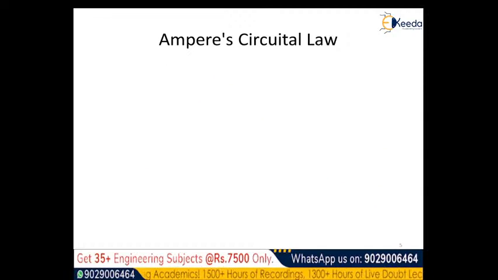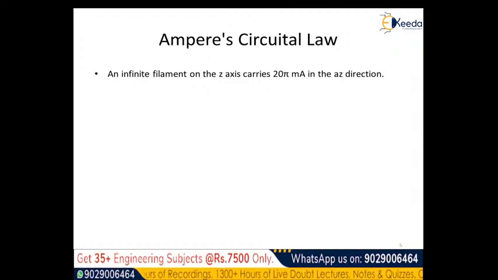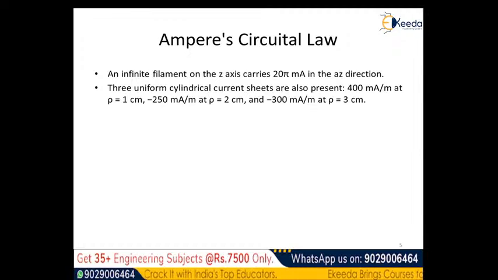So for the second problem, we take the statement: an infinite filament on the z-axis carries 20 pi milliamperes in the a_z direction. Three uniform cylindrical current sheets are also present, and those are provided with the magnitude of the current expressed as 400 milliamperes per meter at the location rho equal to 1 centimeter.